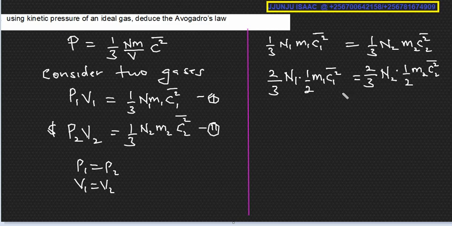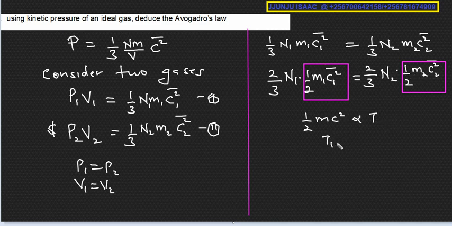So you can see that now this is the kinetic energy, and that kinetic energy is directly proportional to the temperature. So a half mc squared is directly proportional to the temperature. So we can now easily substitute. This will be T1 and this is going to be T2, but the temperatures are the same. T1 is equal to T2, and we can call it T.